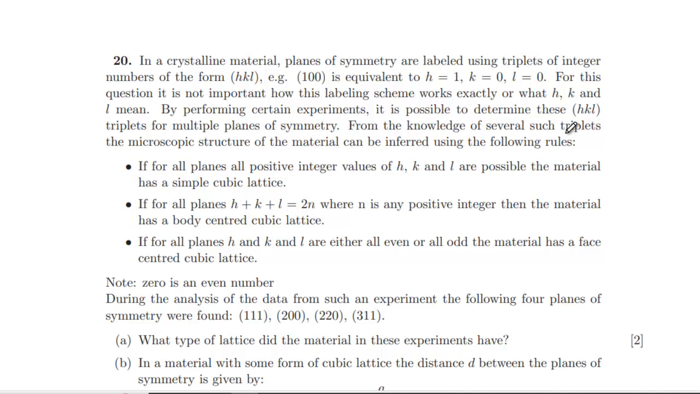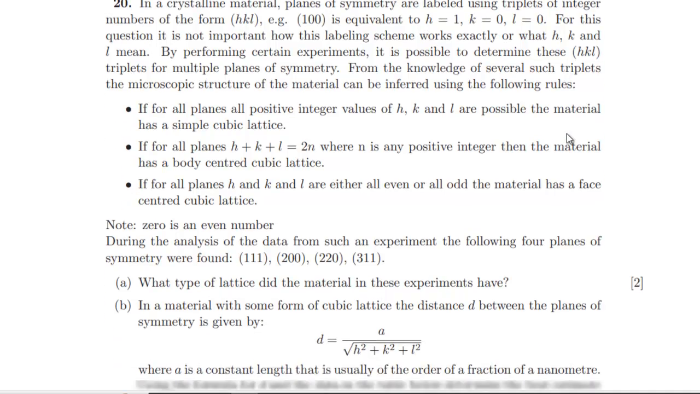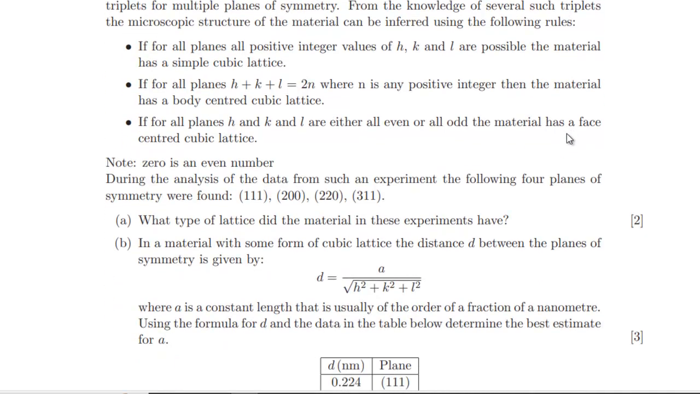Right, in a crystalline material, planes of symmetry are labelled using triplets of integers. Okay, HKL. For this question, it's not important how it works or what they mean. It's possible to determine these triplets for multiple planes of symmetry. From the knowledge of several such triplets, the microscopic structure of the material can be inferred using these rules. Right, so we've got some rules. I think all the rest of it is just padding.